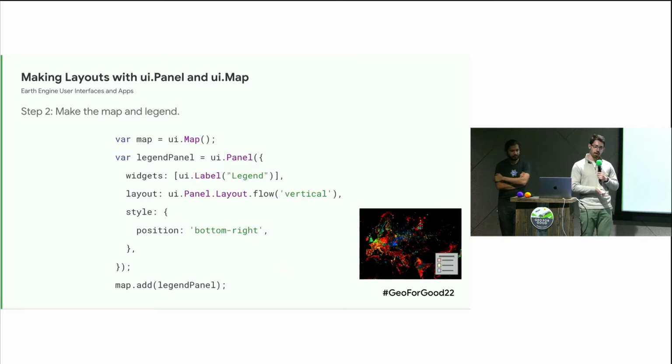Next, we're going to create the map, and we're going to add a legend to it. Here we're creating the map on the first line, and then the legend panel on the second one, which will go inside the map, which we'll add on the last line. Here we're specifying vertical layout, and the position will be bottom right, so it will be at the bottom right of the map. And so we have our panel and our map.